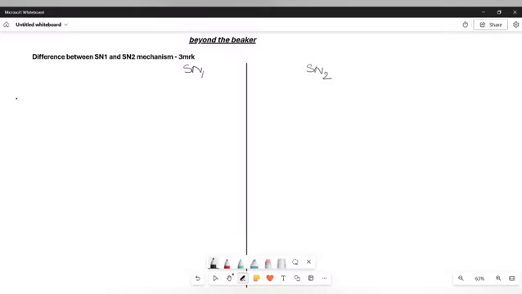Write the difference between the SN1 mechanism and the SN2 mechanism. In SN1 mechanism, it is a unimolecular reaction. The SN2 mechanism is a bimolecular reaction.